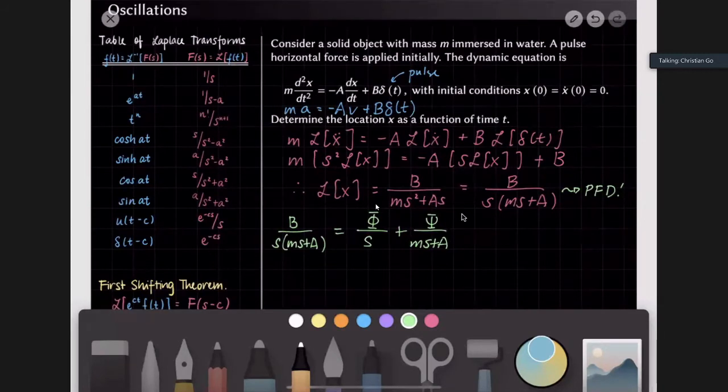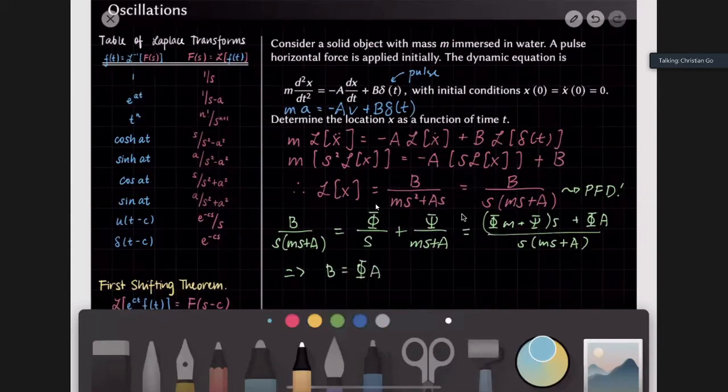So if we expand this, I need to be able to equate to b, right? So expanding this, I need a coefficient of s. So I have a cs and a phi m. So I have phi m plus c, times s, plus phi a, all over s times ms plus a. We equate the coefficients of s and the constant term. So b has to be equal to phi a, and phi m plus c has to be equal to zero.